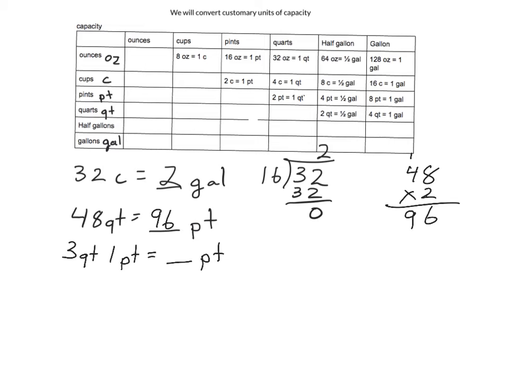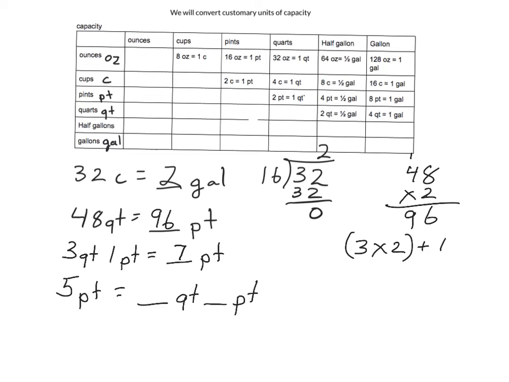So now this next problem is 3 quarts, 1 pint equals how many pints? Again, pints are smaller than quarts, so we know we're going to have more pints to equal the same capacity as measured by quarts. So 2 pints equal 1 quart. So we're going to say 3 quarts times 2. But then we have to add that 1 pint that's over on the side. So it's going to be 3 times 2 plus 1. So 3 quarts and 1 pint equals 7 pints.